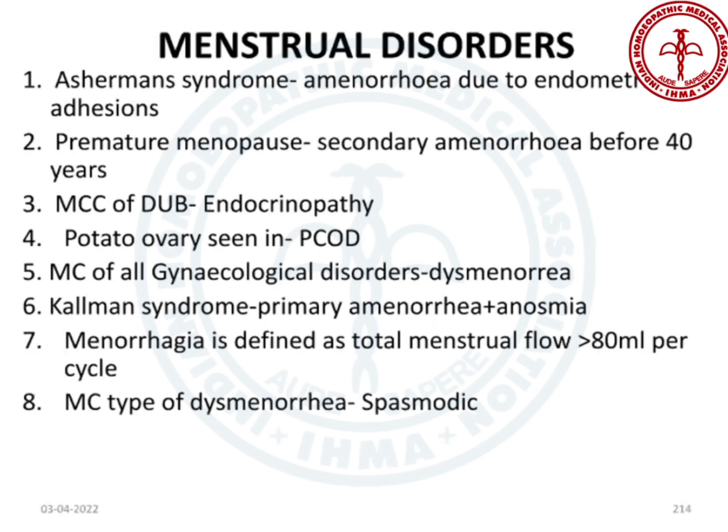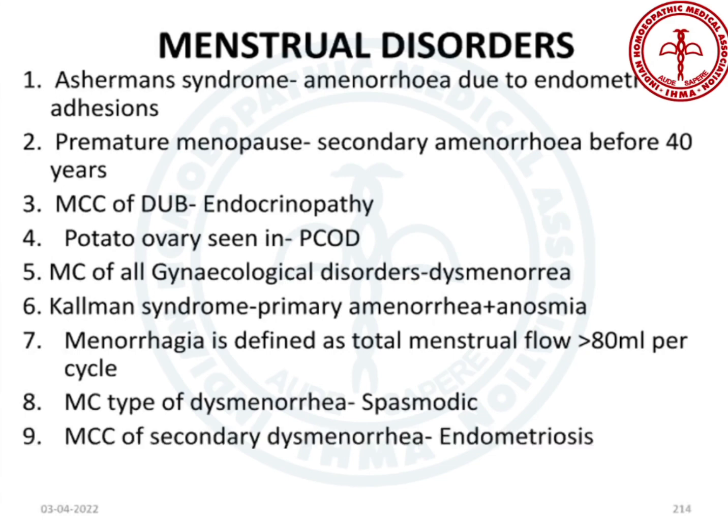The other two are congestive and membranous varieties. Okay. Congestive variety, membranous variety, and spasmodic. And the most common is spasmodic. Most common cause of secondary dysmenorrhea. Secondary dysmenorrhea means, in primary dysmenorrhea, after the menarche, for the first time or for a few years after the menarche, there is no dysmenorrhea.